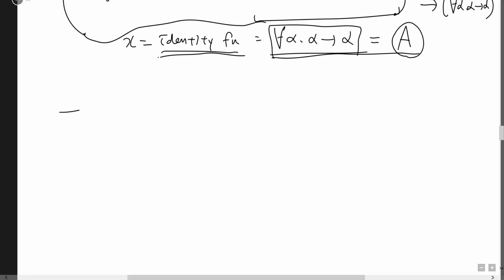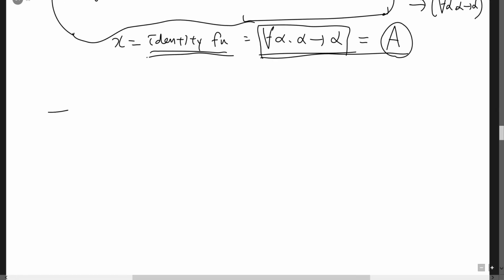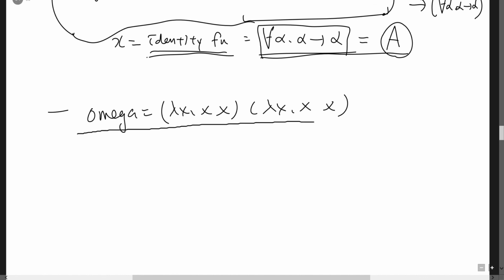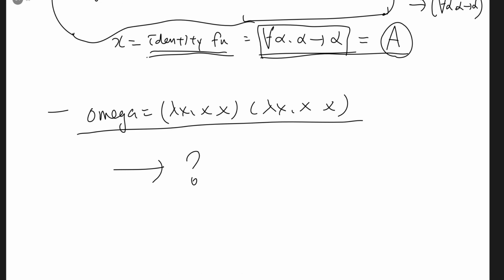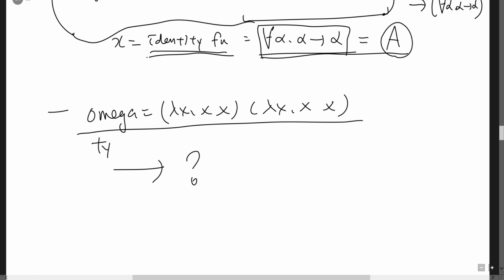Now the problem is that not every expression in untyped lambda calculus is typeable. So here's an example. Recall the omega expression, which is lambda x, xx applied to lambda x, xx. This is a valid expression in untyped lambda calculus, but it has no corresponding expression in System F. In other words, this is not typeable. Omega is not typeable.